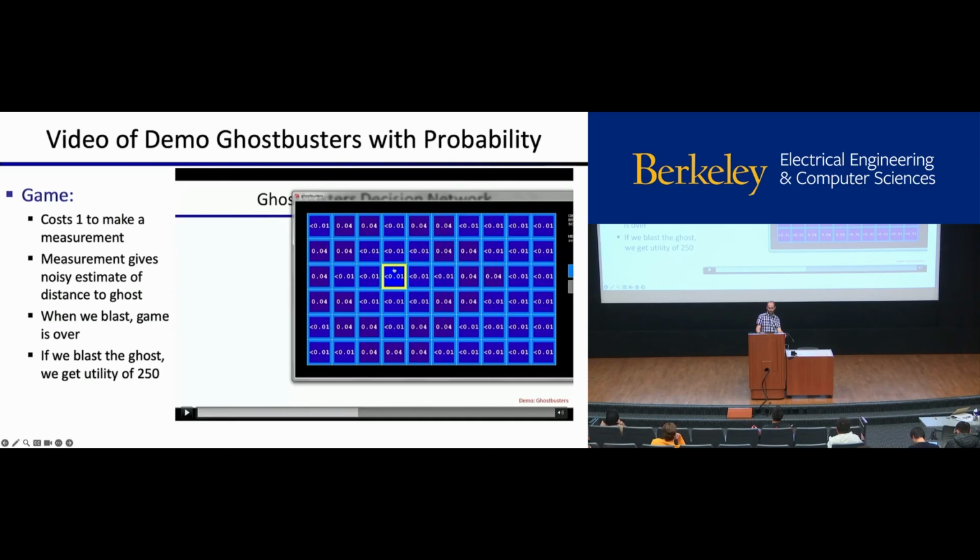So here, the player of this game took a measurement there. The measurement said the ghost is not really nearby, so a little bit nearby. So the probability density of the ghost is higher in this sort of region.